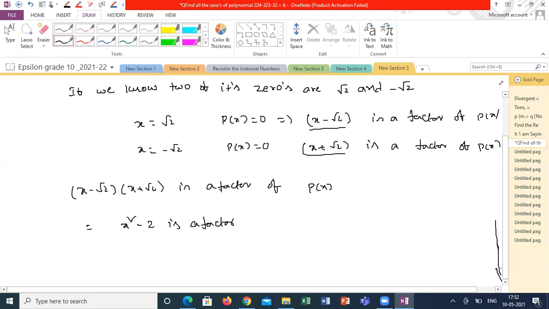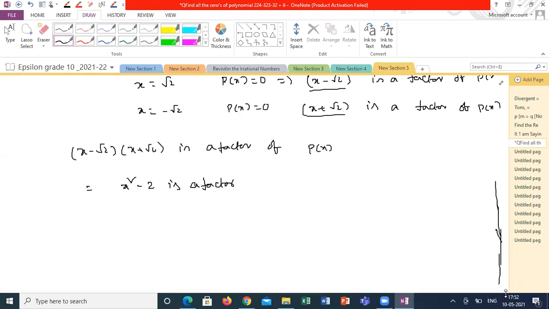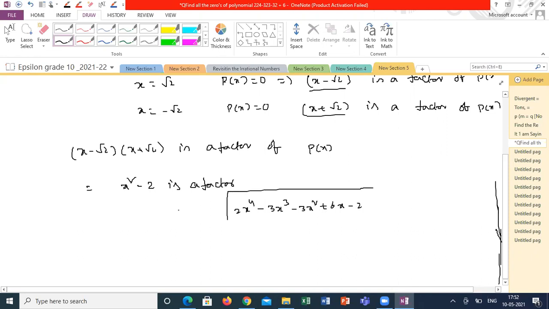If x square minus 2 is a factor, find out the remaining factor. So you have to use the long division method. 2x power 4 minus 3x cube minus 3x square plus 6x minus 2. To calculate the remaining factor, what will we do? Whatever factor I have, I divide with that factor. Whatever answer I get, if the remainder is 0, then I can say the quotient is a factor of the given polynomial.